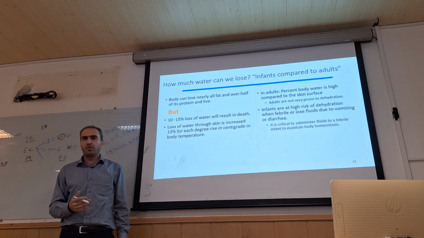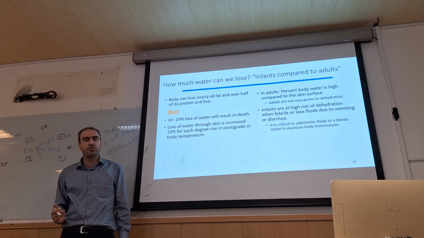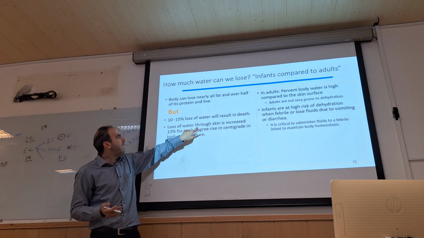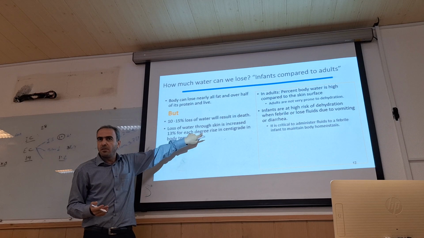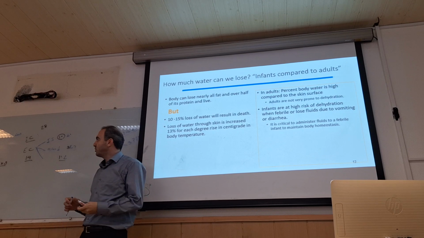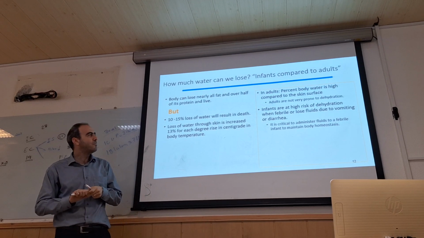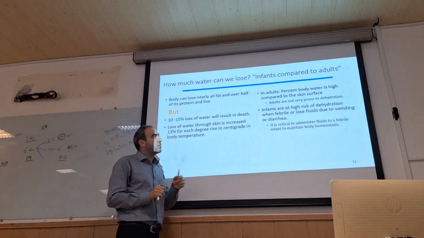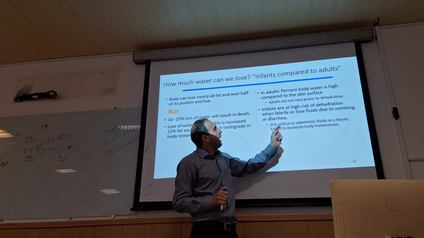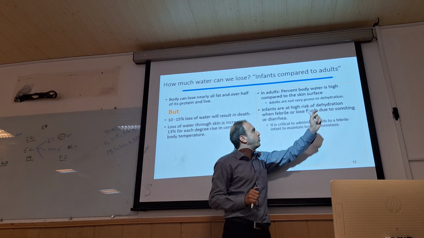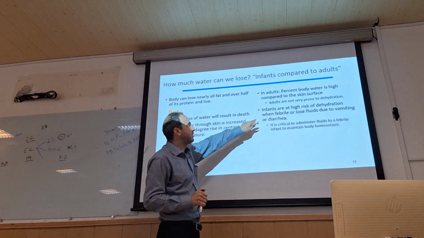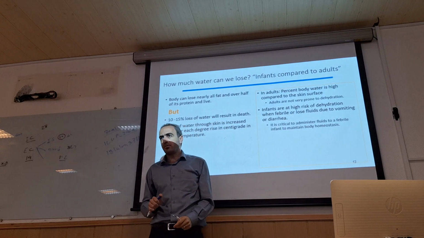So water is so important. For this reason, it is an emergency situation. And in high temperature, each degree of increase raises by 13% the amount of water we lose from our body. In adults, the percentage of body water is high compared to the skin surface, and adults are not prone to dehydration. In adults, we don't have a big problem, especially compared to infants. They are at high risk for dehydration.